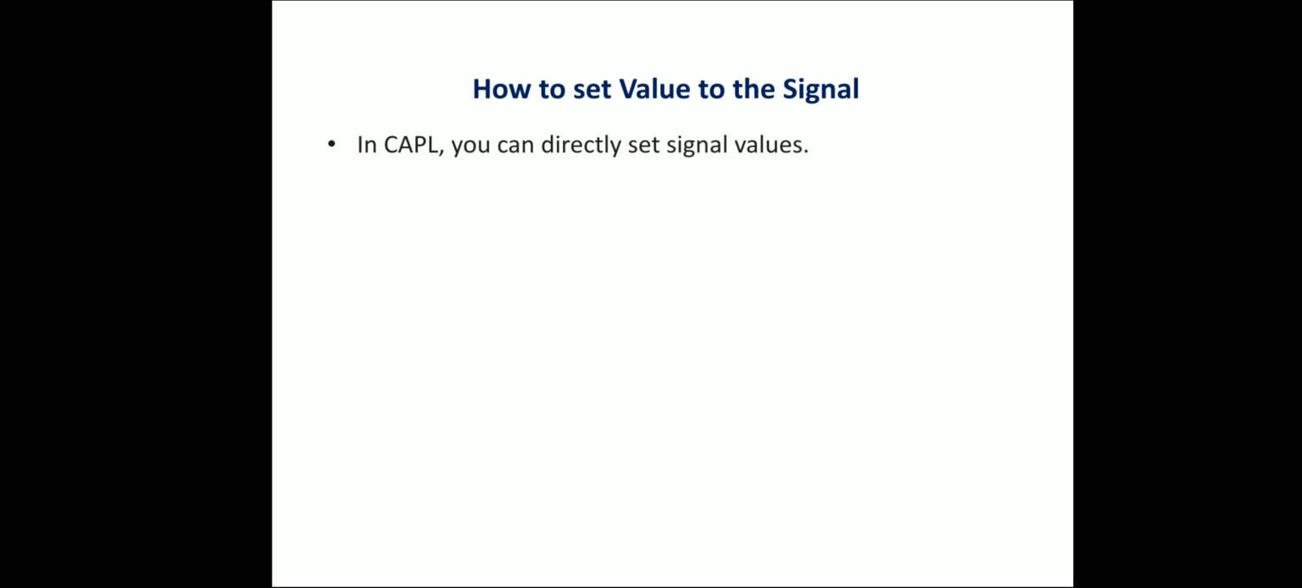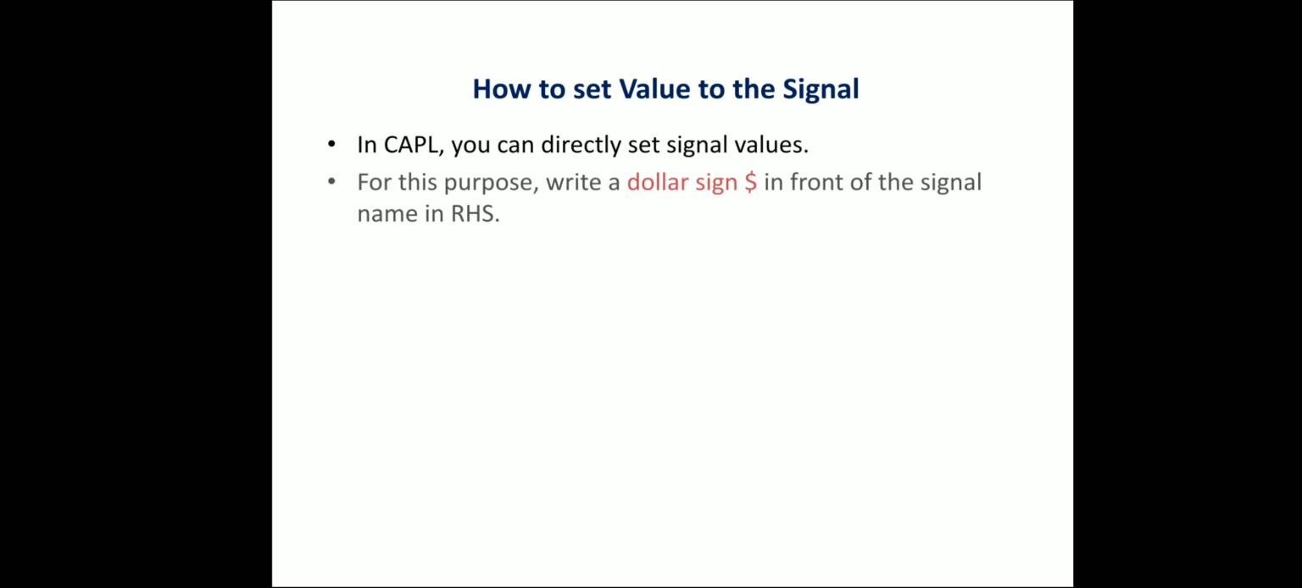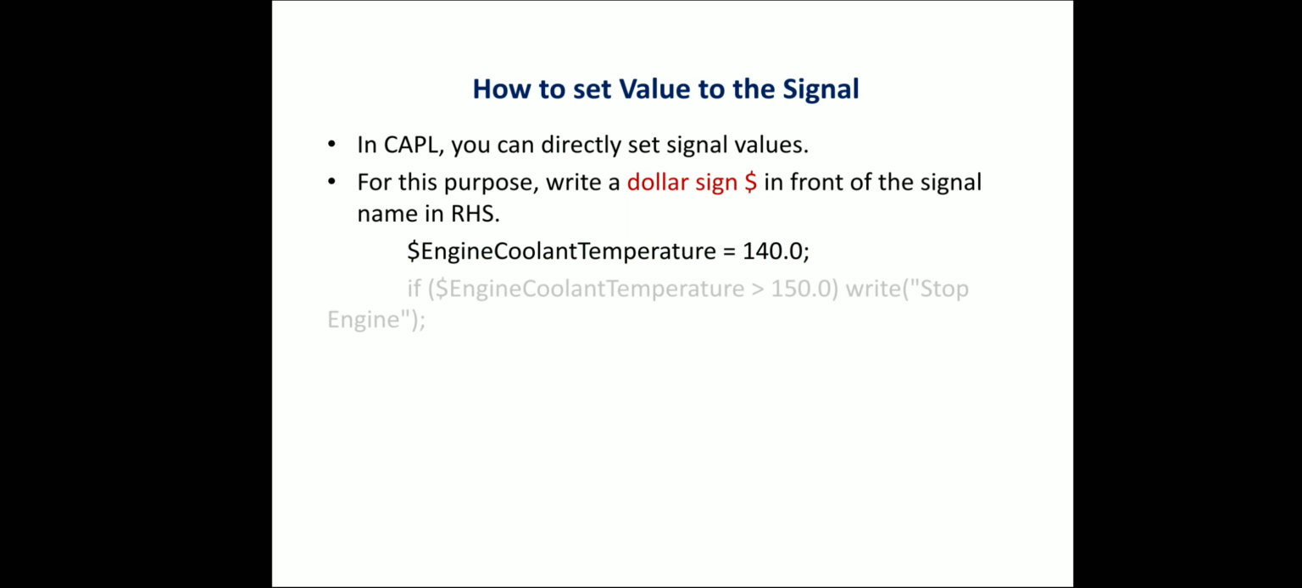How to set a value to the signal? In CAPL, you can directly set signal values. For this purpose, you again use the dollar sign in front, but it is on the RHS. See, engine coolant temperature, here you have mentioned the dollar sign, and on the right-hand side you can write the particular value. You can also compare: if the engine coolant temperature is more than 150, then stop engine. As it is 140, it will not stop, it will keep on running, but you have to set the particular value for the variable. So this can be attained by using the dollar sign. The dollar sign is used for both reading the value as well as setting the value.